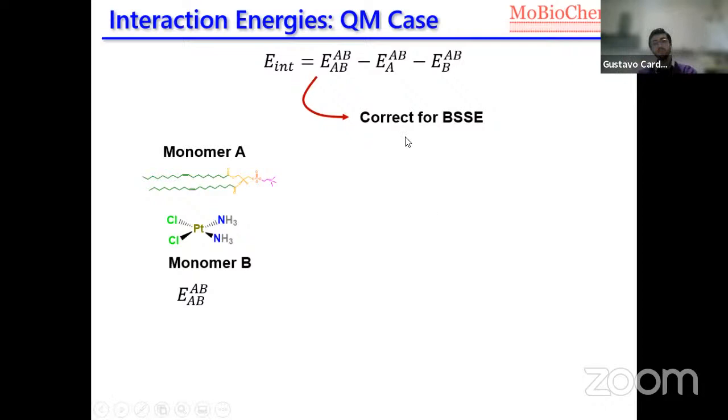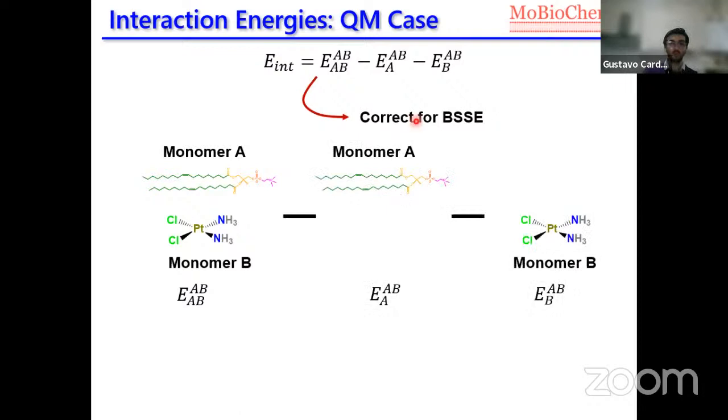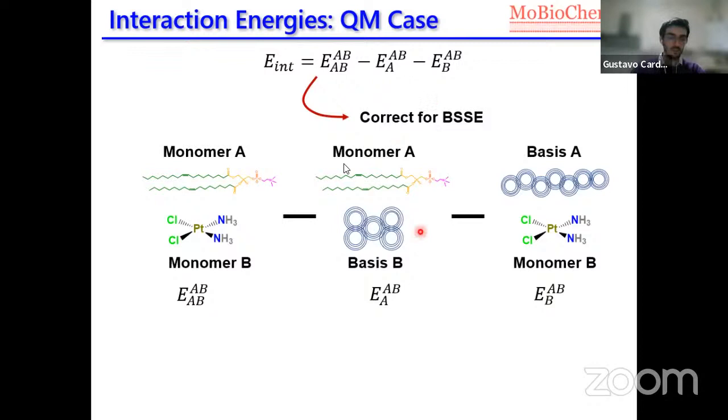Now, when does this basis set superposition error arise in the computation of the interaction energy? It arises when we compute the energies of each one of the monomers. Perhaps some of you have already grasped the reason: here we will have a larger basis set than here and here. Oh, sorry, spoilers. So this is basically a consistency problem. In order to correct for that problem, what we do for the computations of the monomers is place the basis set of the other monomer on the computation under consideration.